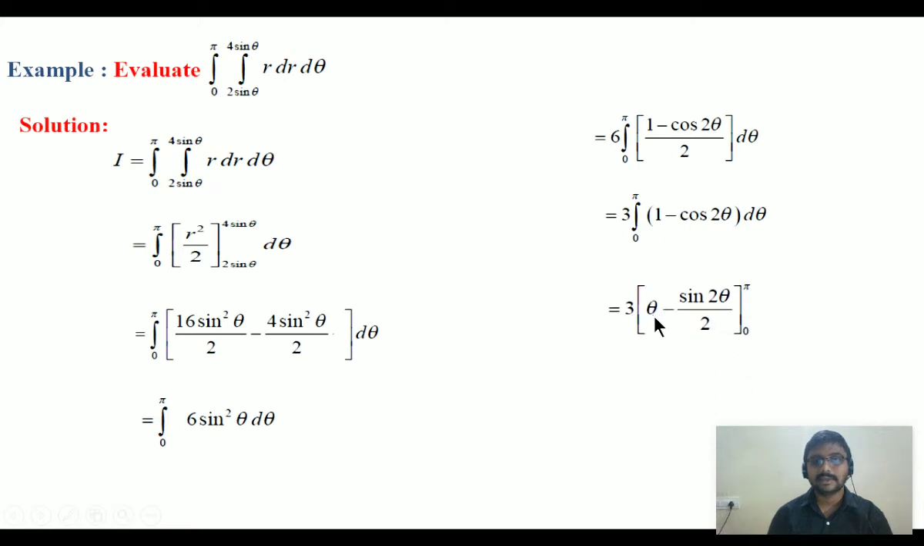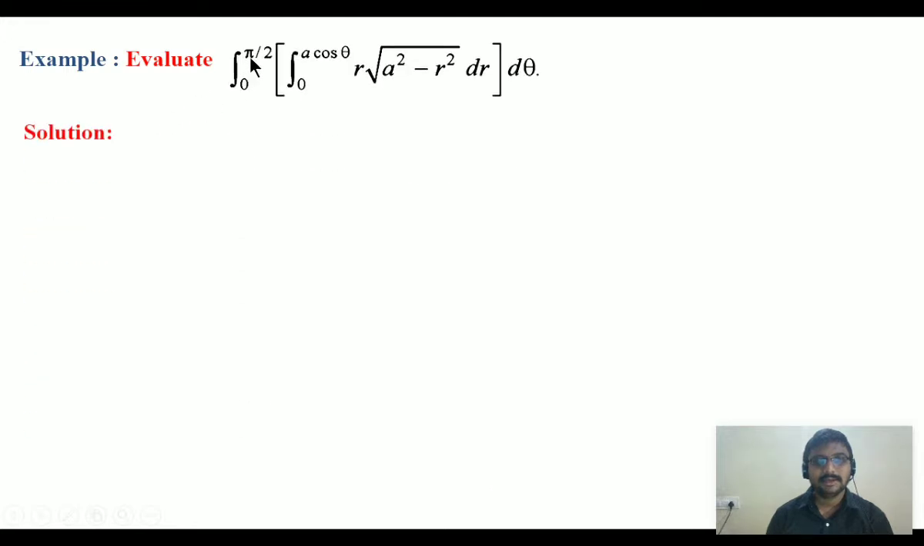Integration of 1 with respect to theta is theta. Integration of cos 2 theta is sin 2 theta by 2. Substituting the upper limit and then the lower limit 0, we will have sin 0 is 0. Sin pi, sin 2 pi, sin 3 pi, sin n pi is 0, so sin 2 pi is also 0. Simplifying, 3 into pi, that is 3 pi, is the required result.